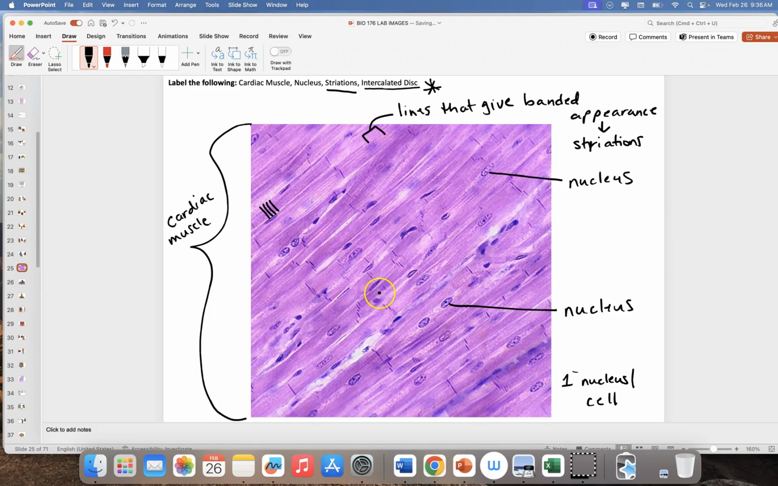How can we tell our striations from the intercalated discs? Well, you'll note that some of the lines are very dark, much darker than the striations. So these lines that are much, much darker that I'm circling, those are going to be the intercalated discs. There's one here. I'll circle that.